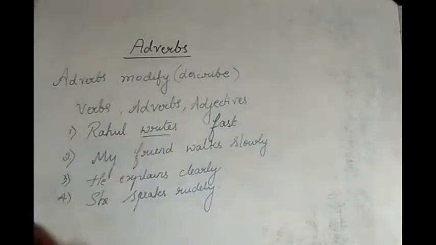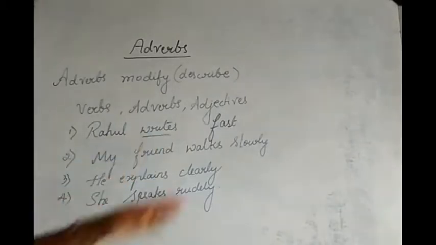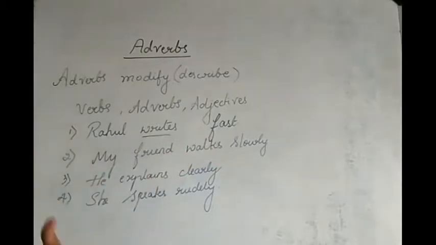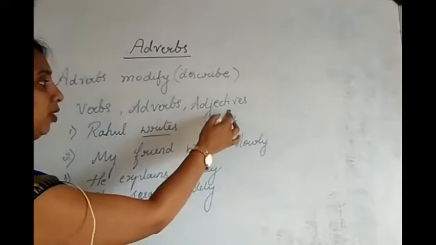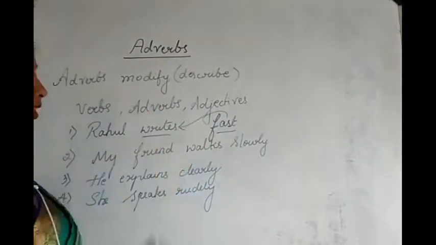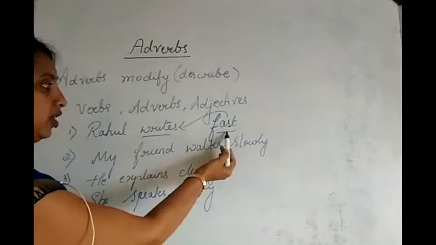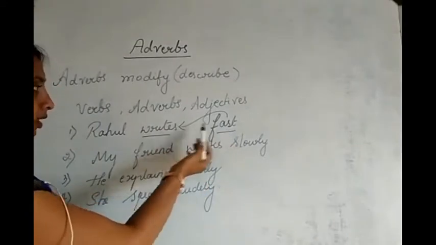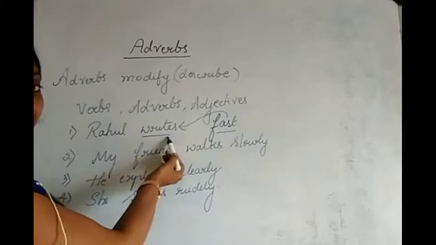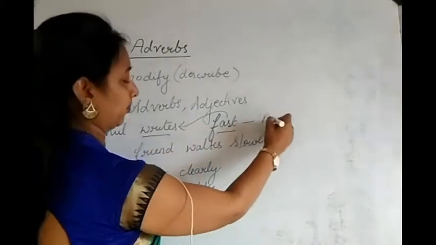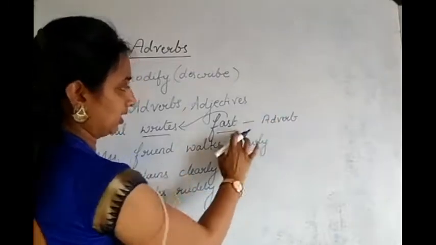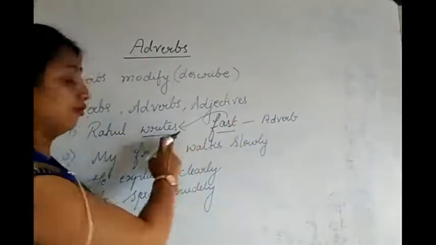How does he write? Does he write fast? Does he write slowly? Does he write quickly, hurriedly? How does he write? He writes fast. So, this word fast is saying something about the word writes. So, this word is describing a verb. This word is modifying a verb. Therefore, fast is an adverb. This adverb is describing a verb.